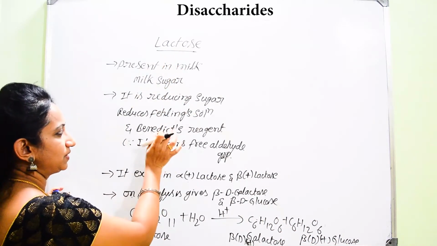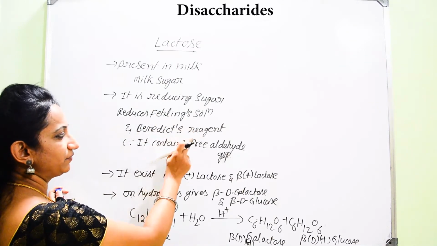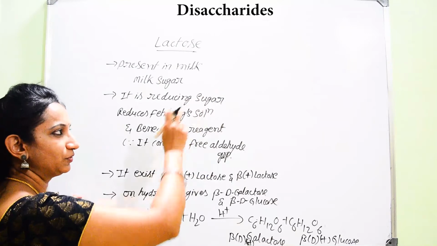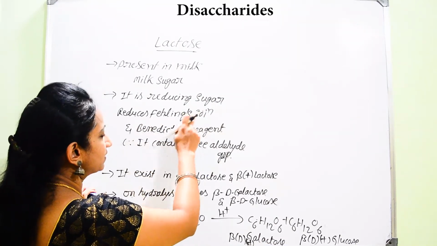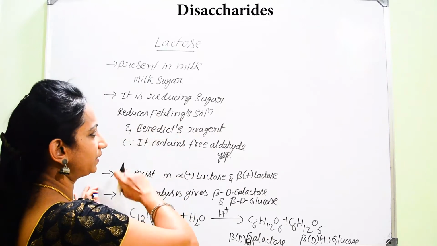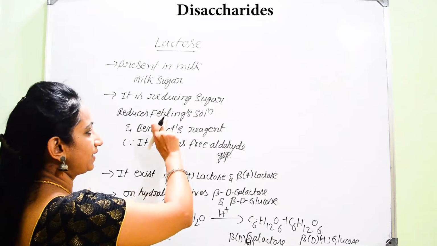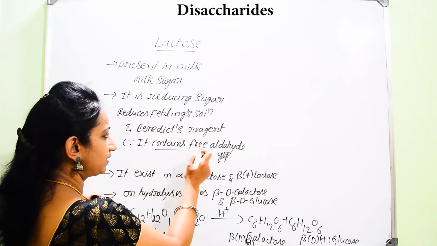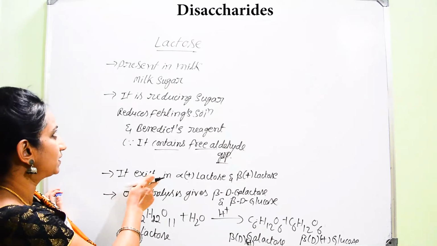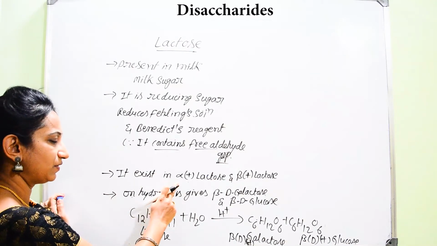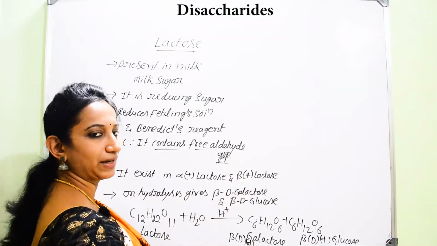This lactose is obviously called a reducing sugar because it contains a free aldehyde group. You are going to know about that while you write the structure. It is called a reducing sugar because it can reduce both Fehling solution as well as Benedict's reagent. In nature lactose can exist in the form of alpha plus lactose and beta plus lactose.